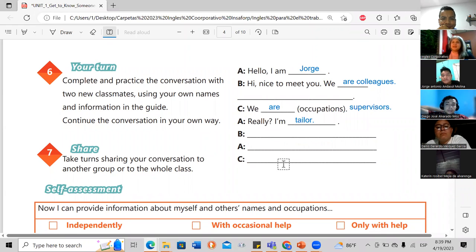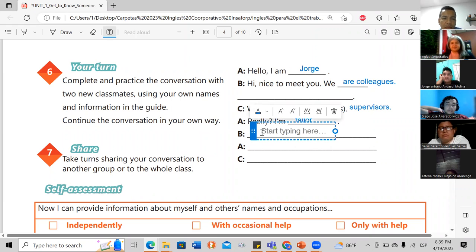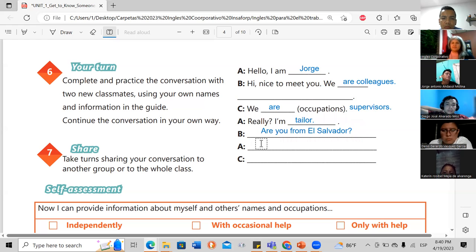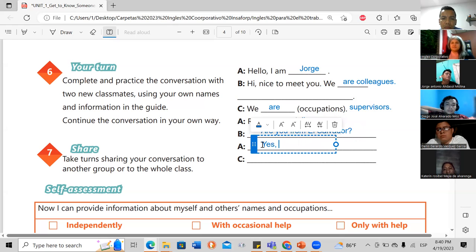¿Qué otra pregunta podríamos hacer acá? Are you from El Salvador? Are you from El Salvador? Yes, I am. I'm from El Salvador. Yes, I am. I am from El Salvador.